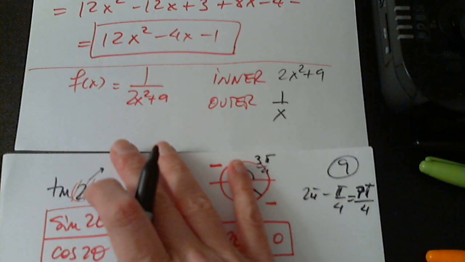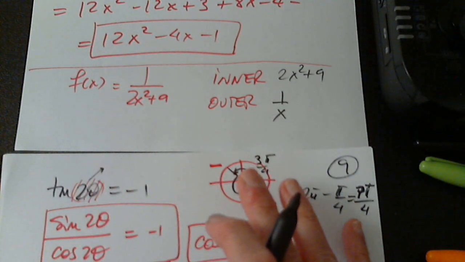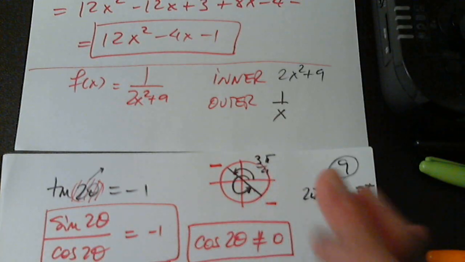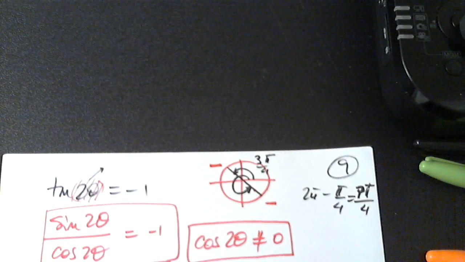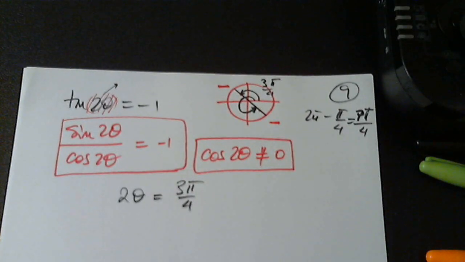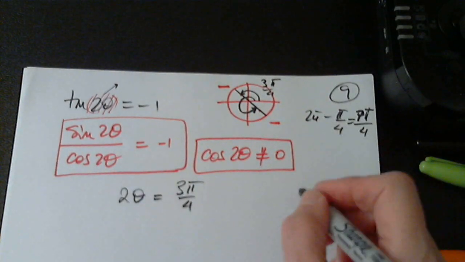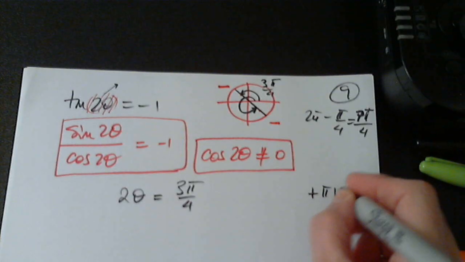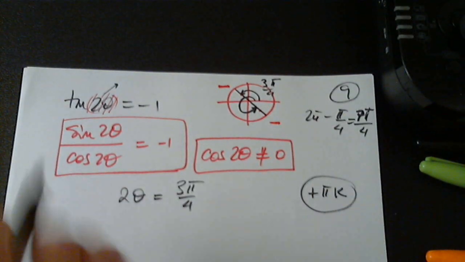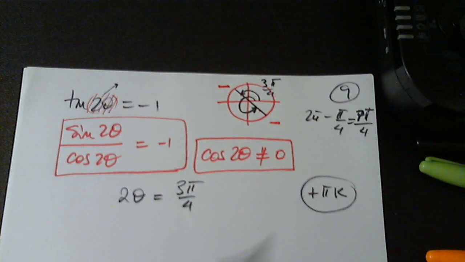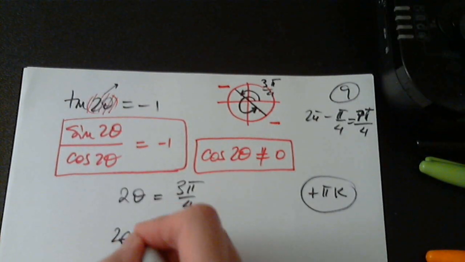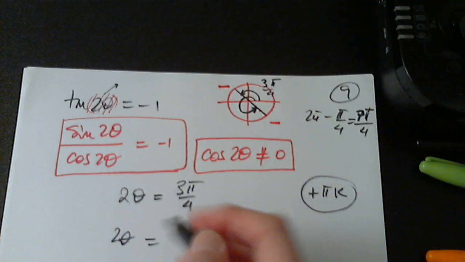Are we asked to present all solutions, or only solutions in the interval of 0 to 2 pi? Right, which means this is just a complete rotation. Good, so I don't have to add the 2 pi. I would have added pi k because this is tangent, but I don't have to do that. The other possibility is that 2 theta equals 7 pi over 4.